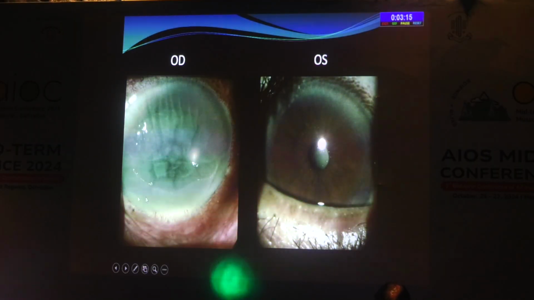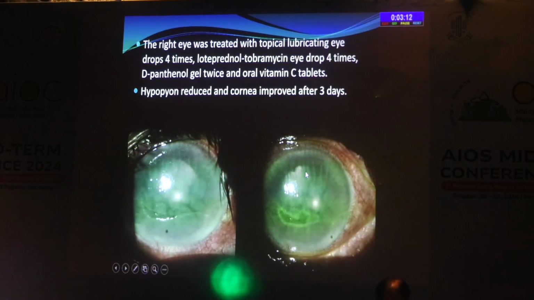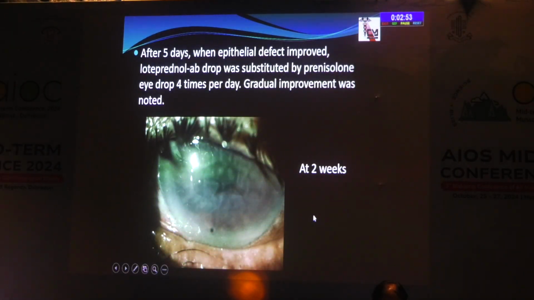So this is the right eye, with a big epithelial defect, and this is the left eye. The right eye was treated with topical lubricating eye drops, loteprednol, tobramycin because of the epithelial defect, and dipenthanol gel, with oral vitamin C, supportive tablets and medication. Hypopyon reduced and the cornea improved after 3 days. This is a picture after 3 days. On fluorescein stain, we can see the epithelial defect has lessened. Hypopyon disappeared at 2 weeks.